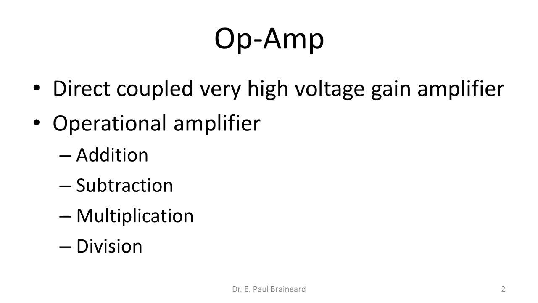What is the meaning of direct coupled? The output of one stage of the amplifier is connected directly to the input of the next stage without any coupling capacitor, hence called direct coupled amplifier. The meaning of that is between the two stages of the operational amplifier there is no coupling capacitor.